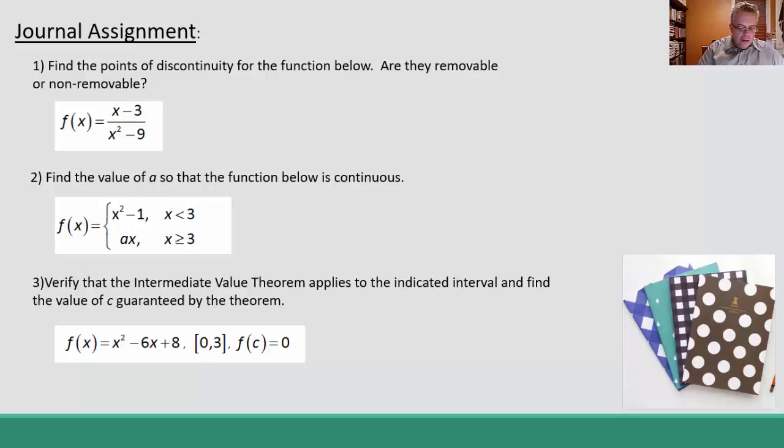Okay, so just a little reminder, find f of 0, find f of 3, and 0 should be in between those two values, which guarantees there's a number that makes the function 0 in this interval. Your job is to find that number.